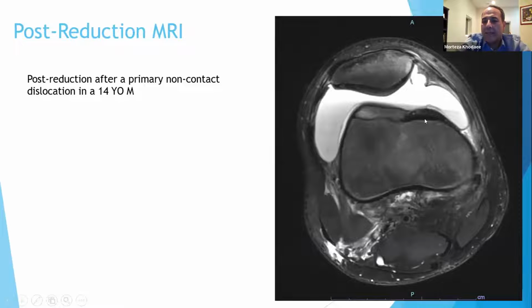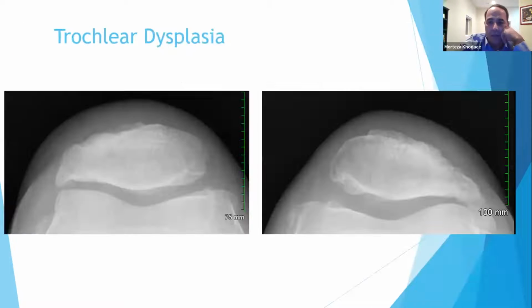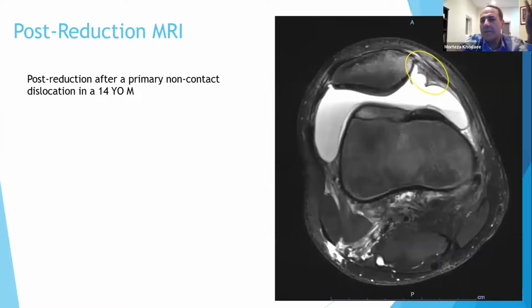And also look at here, this is the medial patellofemoral ligament. You can just see it completely wavy, with a rupture of the ligament. Okay, so the question is, you have this, what do you do?